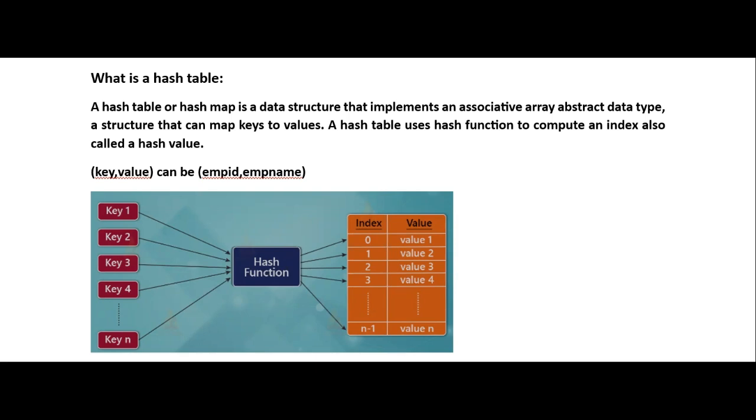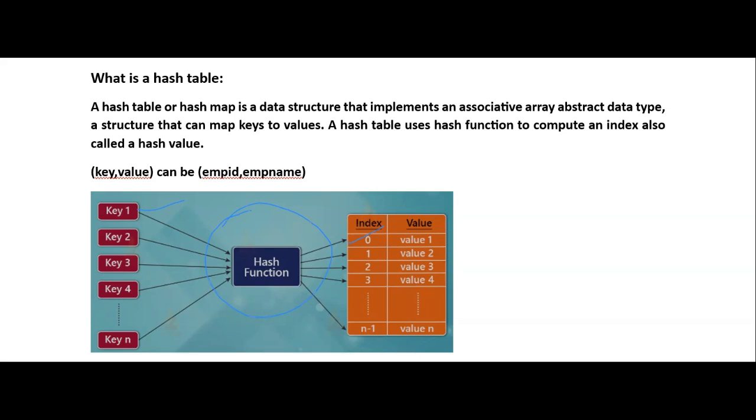A hash table uses a hash function to compute an index, which is also called a hash value. You can see here the hash function is mapping the keys. This key is mapped to the zero index. This is an array, and we already know that an array is an indexed data structure. The array indexes start from 0 to n minus 1 if n is the size of the array. So key one is mapping, and this hash function will decide where it should go in the array.